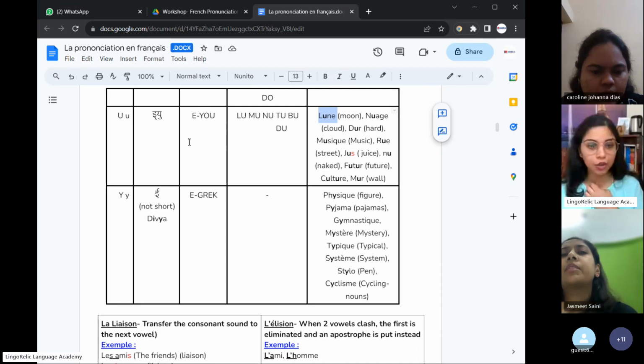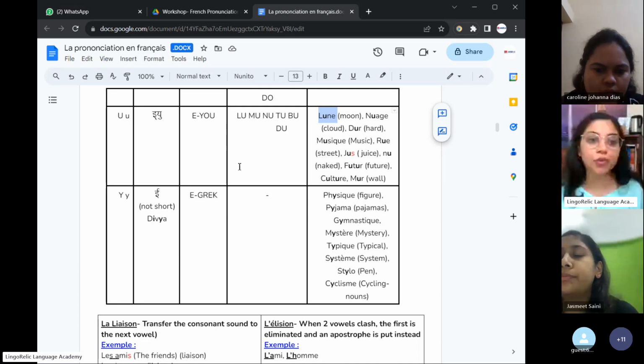Lune. Lune. That's right. Lune is the word for moon. This PDF contains a lot of new vocabulary as well, new and old vocabulary, obviously. So try memorizing some words. Okay, now I'm going to pronounce. You can all go on mute. And you can repeat.